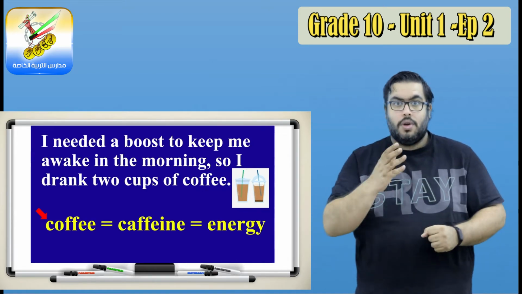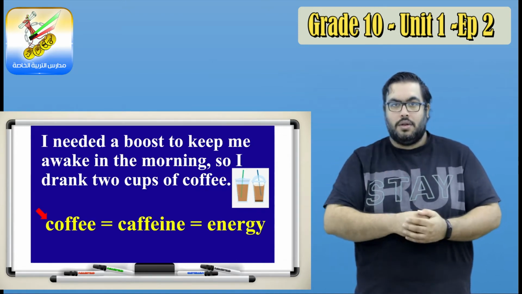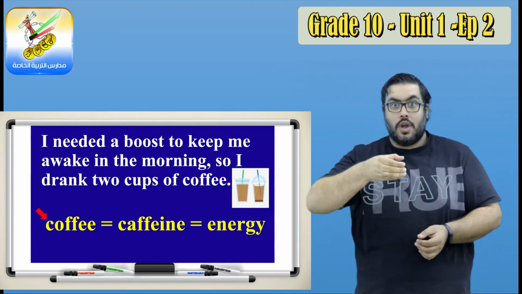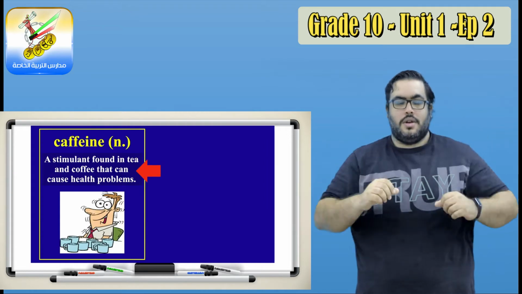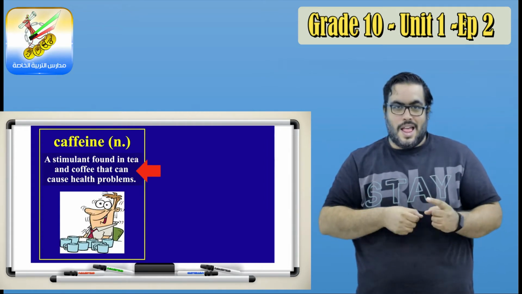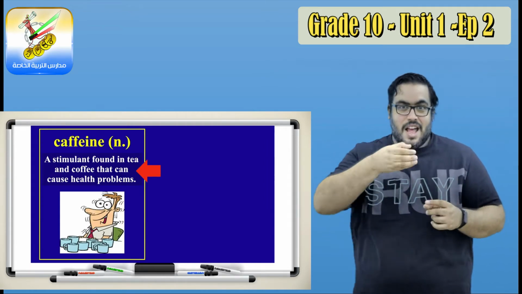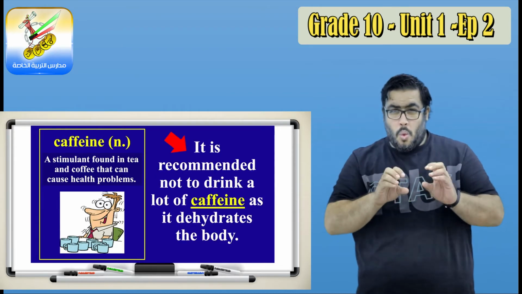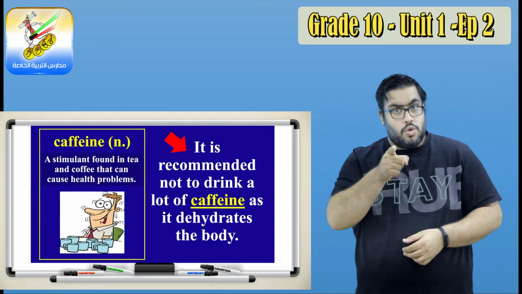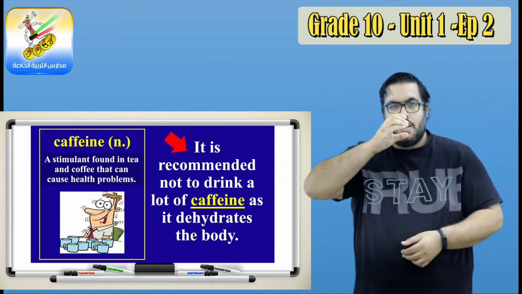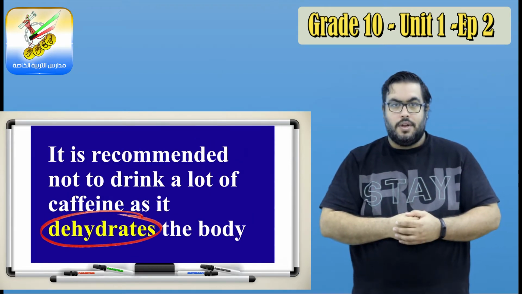Coffee here leads to caffeine, and caffeine gives us energy. So what does caffeine mean? It's a noun, and it means a stimulant found in tea and coffee that can cause health problems. For example, it is recommended not to drink a lot of caffeine as it dehydrates the body. So what does dehydrates mean here?